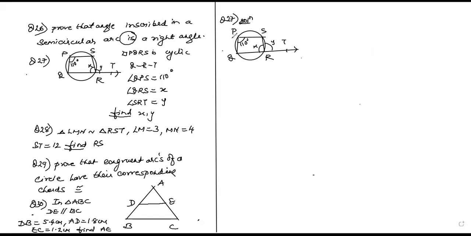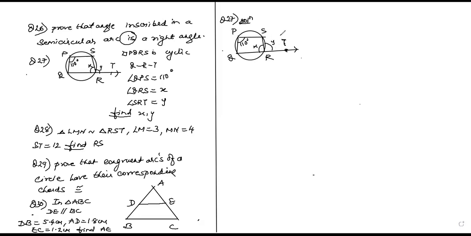Quadrilateral PQRS is a cyclic quadrilateral. Q dash R dash T. The measure of angle QPS is 110 degrees, and angle QRS is X. Angle SRT is Y. They want us to find X and Y. Such a simple sum, children.